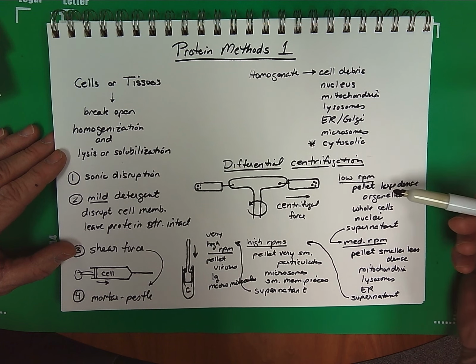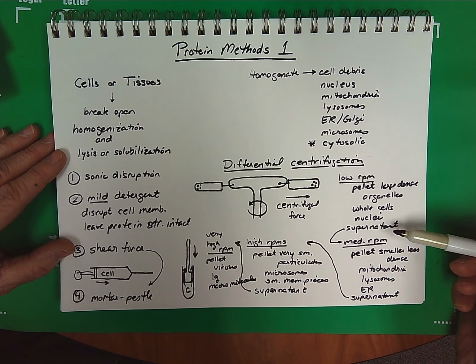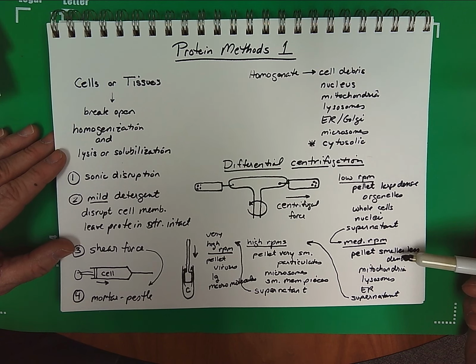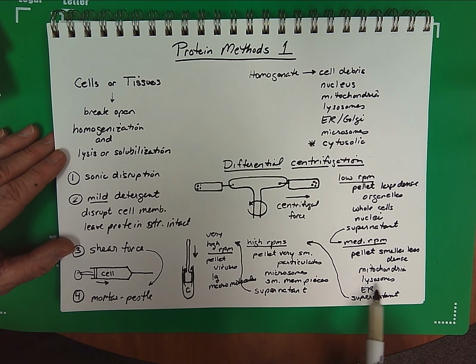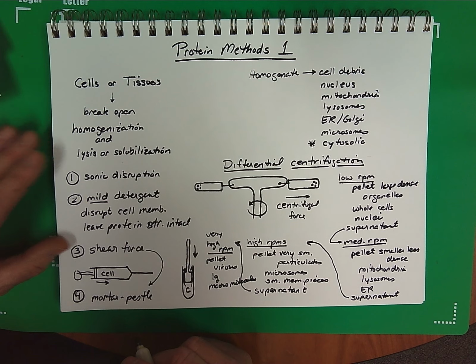So at low speeds, we are able to pellet large, dense organelles. We can remove these and work with those individually, or take the supernatant, subject that to higher RPMs, and pellet smaller particles. We can isolate these smaller particles and work with them, or take the supernatant and continue spinning these at higher and higher centrifugal force. At each successive increase in RPMs or centrifugal force, we will pellet smaller and smaller particles until we are able to actually pellet viruses and large macromolecular complexes.